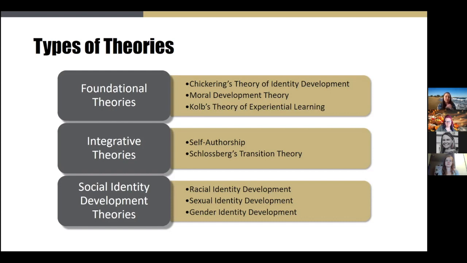And then our last areas are social identity development theories like racial identity development, sexual identity development, gender identity development. There's actually a ton of specific theories and theorists under each of those areas. So I didn't list them all here, but they generally fall into these three. And that's largely because of the evolution of information. We're continuously doing new studies and we want to see how folks are developing their identities in different ways.